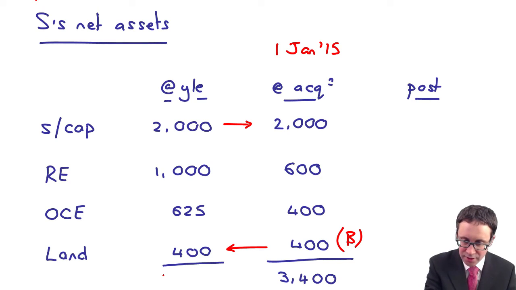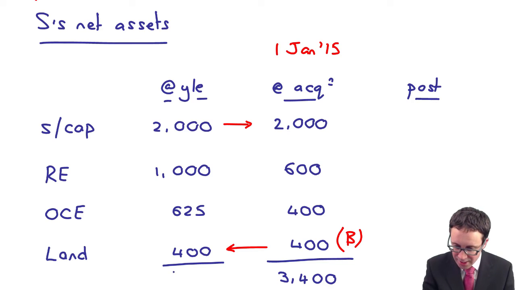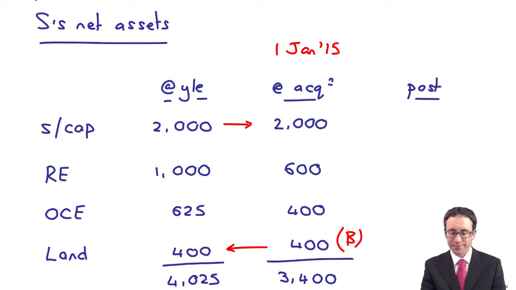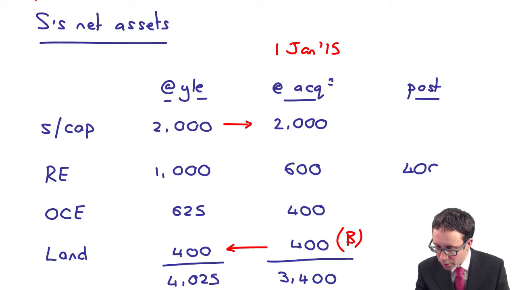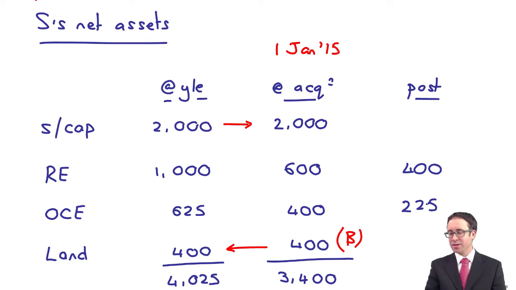So if you're interested, the net assets at year end are 4,025. Okay. Post acquisition movement on retained earnings is 400. Post acquisition movement on other components of equity is 225, isn't it? Okay, there we go. Again, if there's any mistakes, point them out, let me know. I'm only human. Okay. There we go.